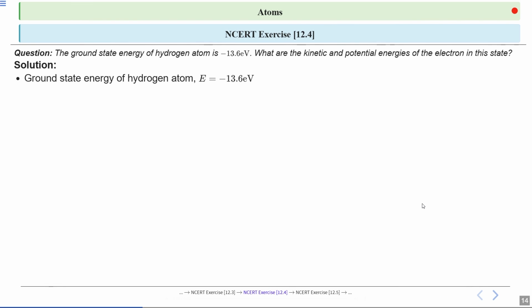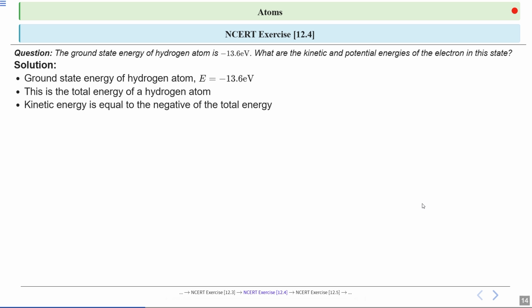So first, let's note that the ground state energy of the hydrogen atom is equal to minus 13.6 electron volts. The negative sign means the electron is bound to the nucleus. It would take 13.6 electron volts of energy to remove it completely. This value, minus 13.6 electron volts, represents the total energy of the hydrogen atom in its ground state. Total energy here is the sum of the electron's kinetic energy and its potential energy due to the attraction of the nucleus. It's important to remember that in bound systems like atoms, total energy is negative.